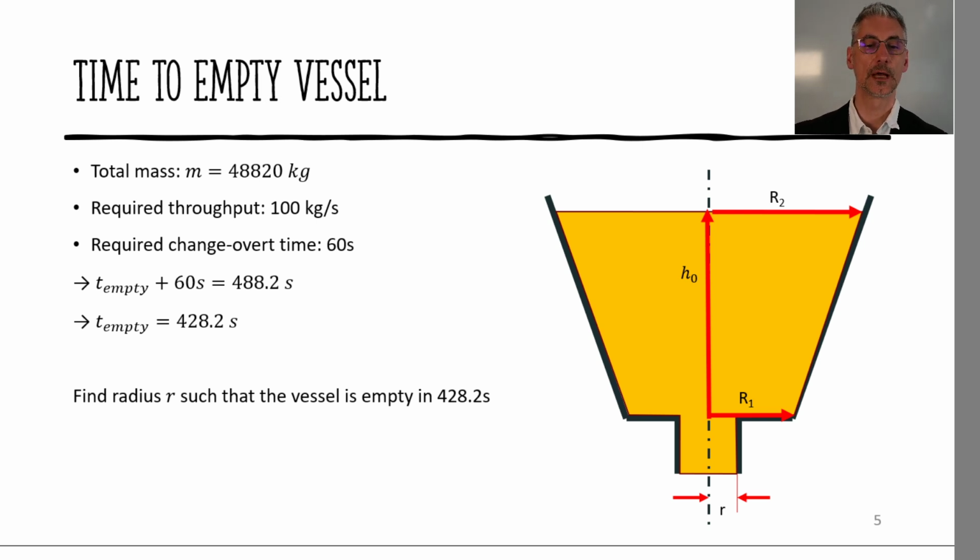So we have our total mass now, and we have our required throughput. This is about 100 kilograms per second, and we have our change over time of 60 seconds. So that means that the emptying time plus 60 seconds is 488.22 seconds, given by the total mass and the required throughput. Now, the optimization task as engineer is to find the radius of the outlet orifice such that the vessel is empty in this time frame of 428.2 seconds.